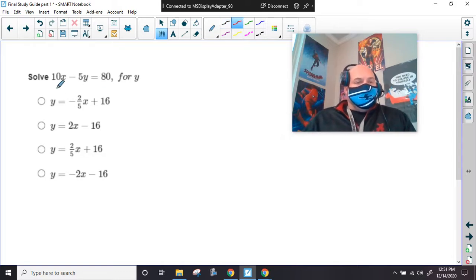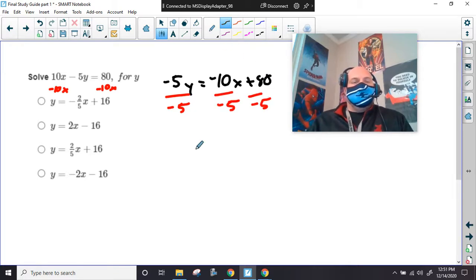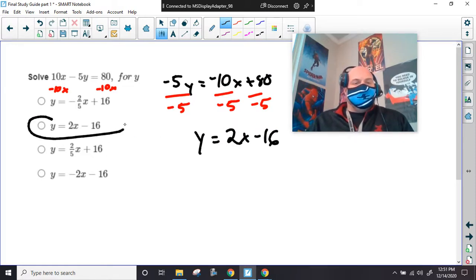All right, so we got to solve for y, so we got to subtract 10x. So we have negative 5y equals negative 10x plus 80. Divide everything by negative 5. So we should get y equals 2x minus 16. This one right here.